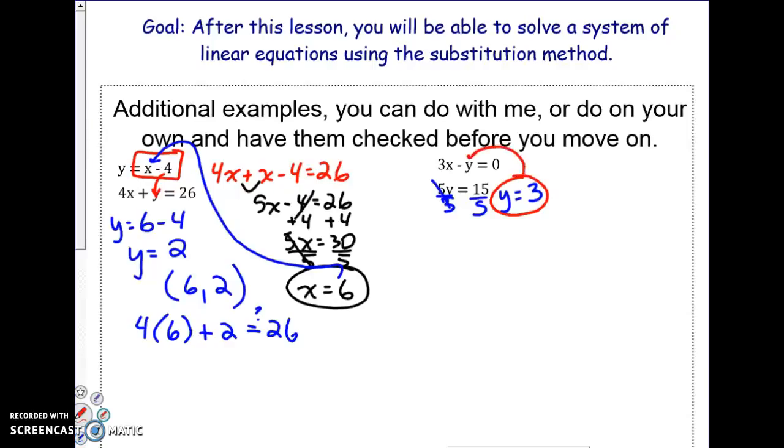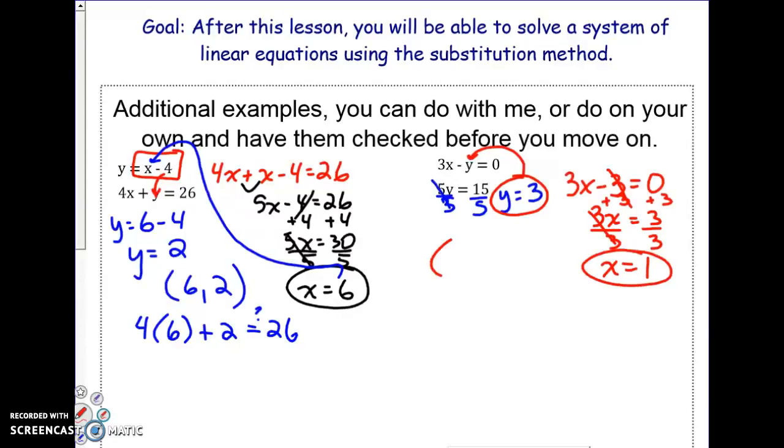Take this 3, stick it in there. So then I have 3x minus 3 equals 0. I can add 3 to both sides. And then a divide. And x equals 1. And again, I'll let you go for it and check the math for me.